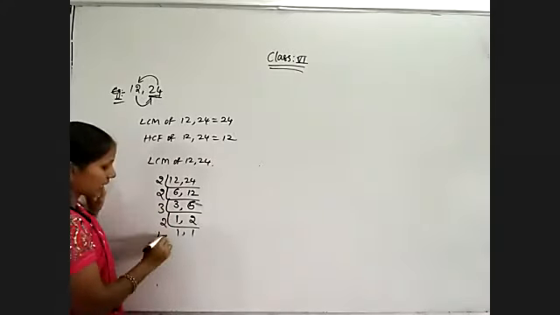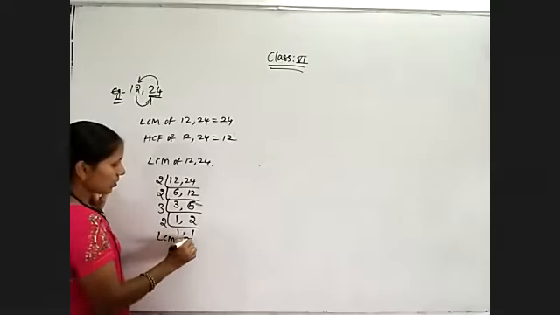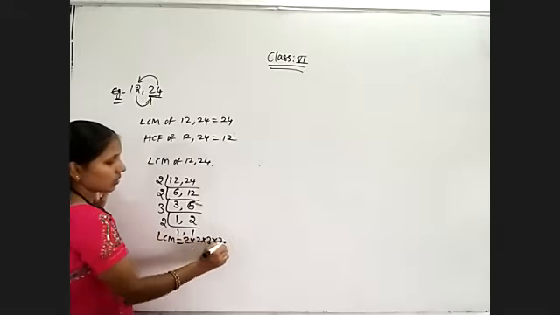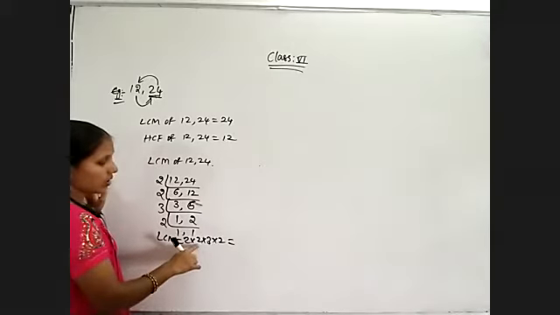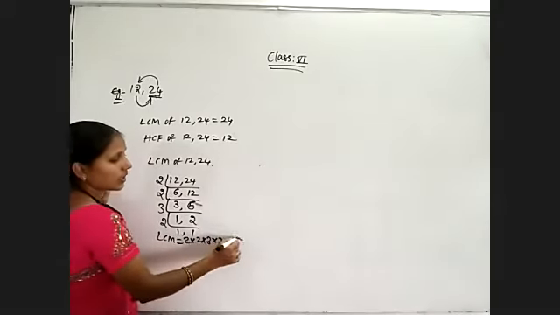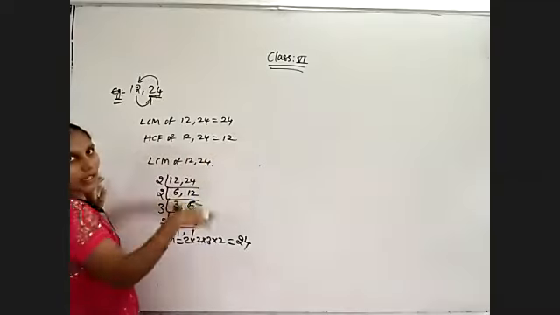Now observe the LCM of the given numbers: 2 into 2 into 3 into 2. That is 2 twos are 4, 4 threes are 12, 12 twos are 24. So what we got is LCM 24 only.